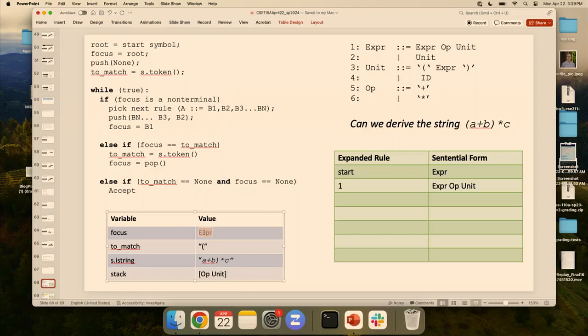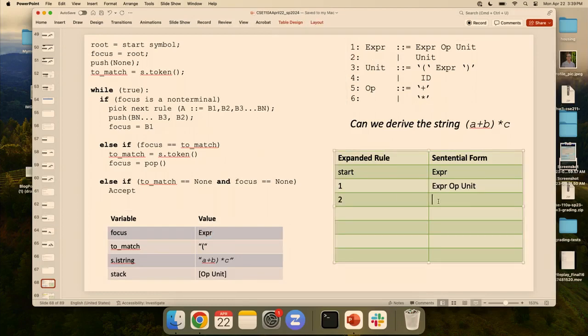OK. So now let's go around again. Our focus is a non-terminal. It's expression. We have to pick the next rule. So our next rule is 1 or 2. We're an expression. Because, again, we're assuming that we know the magic rules here. We need to match our parentheses. So we're going to pick rule 2.